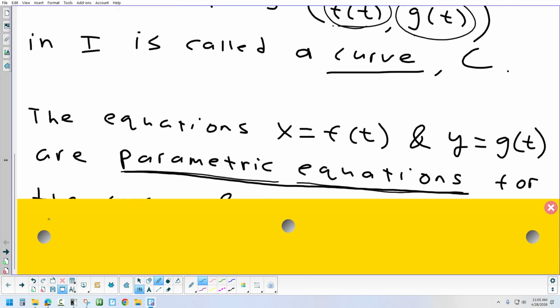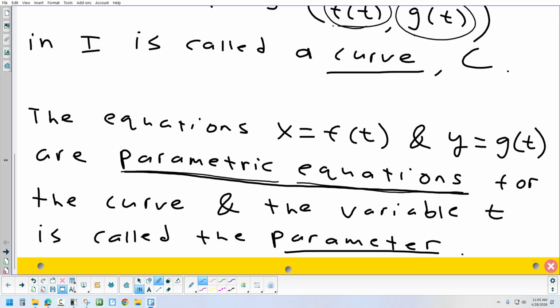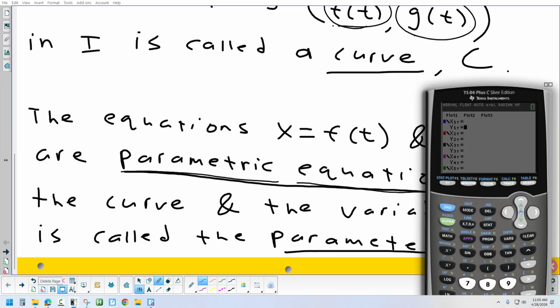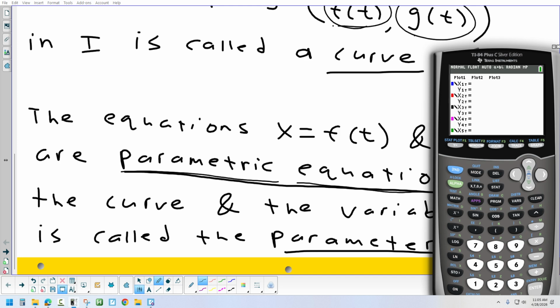So T is not a letter that we're really used to using when we type things in on the calculator. But when you are in parametric mode, that is the letter they use. So when you press the button that used to give you an X, now it gives you a T. So it's just a change in the letter that they use.